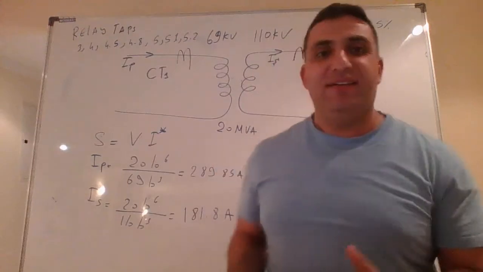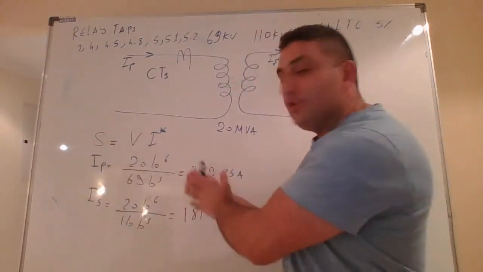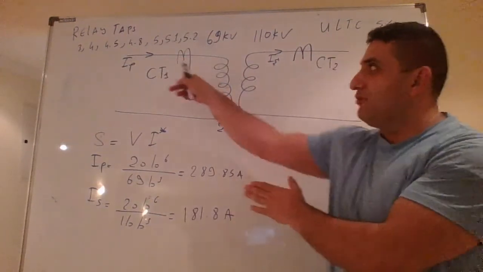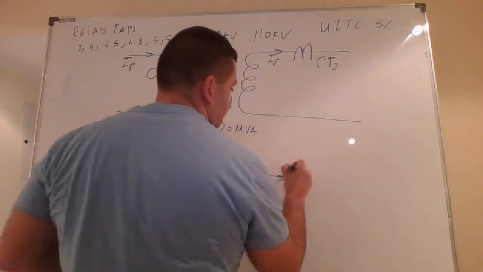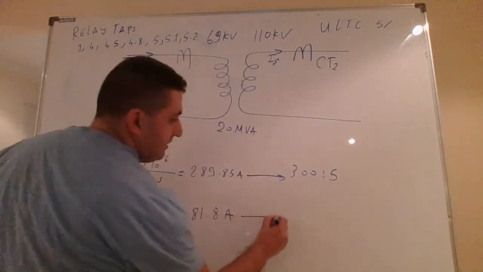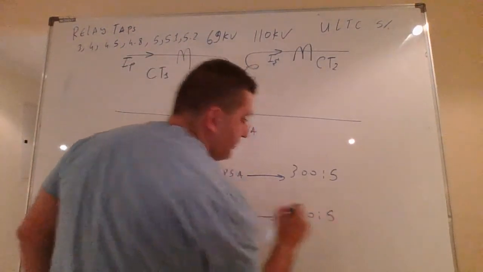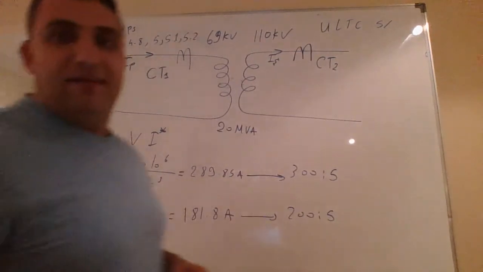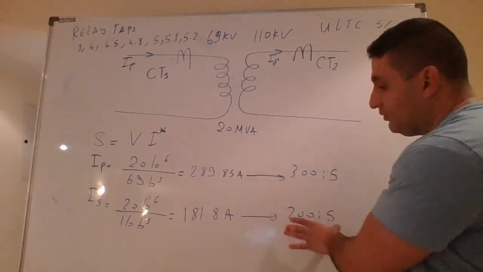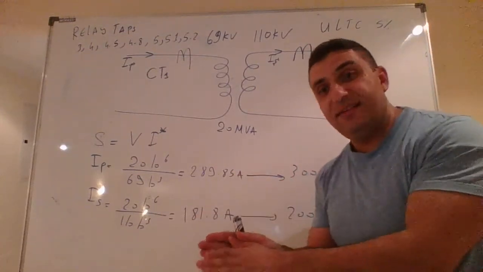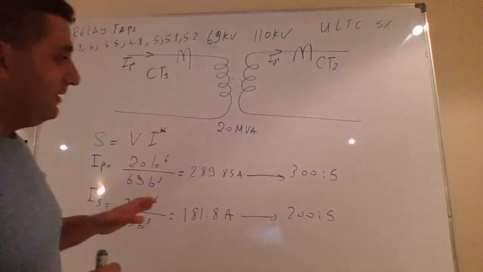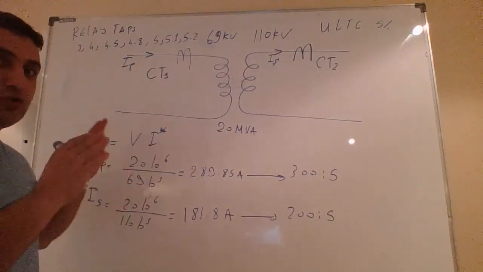From our CT chapter, what can we determine now? It's clearly shown that for the primary, for CT1, I need a CT ratio of 300 to 5. And for the secondary, I need 200 to 5. If you have any question on how we obtain the 300 to 5 and 200 to 5, please revise the CT chapter. Let's take a moment to digest this information.